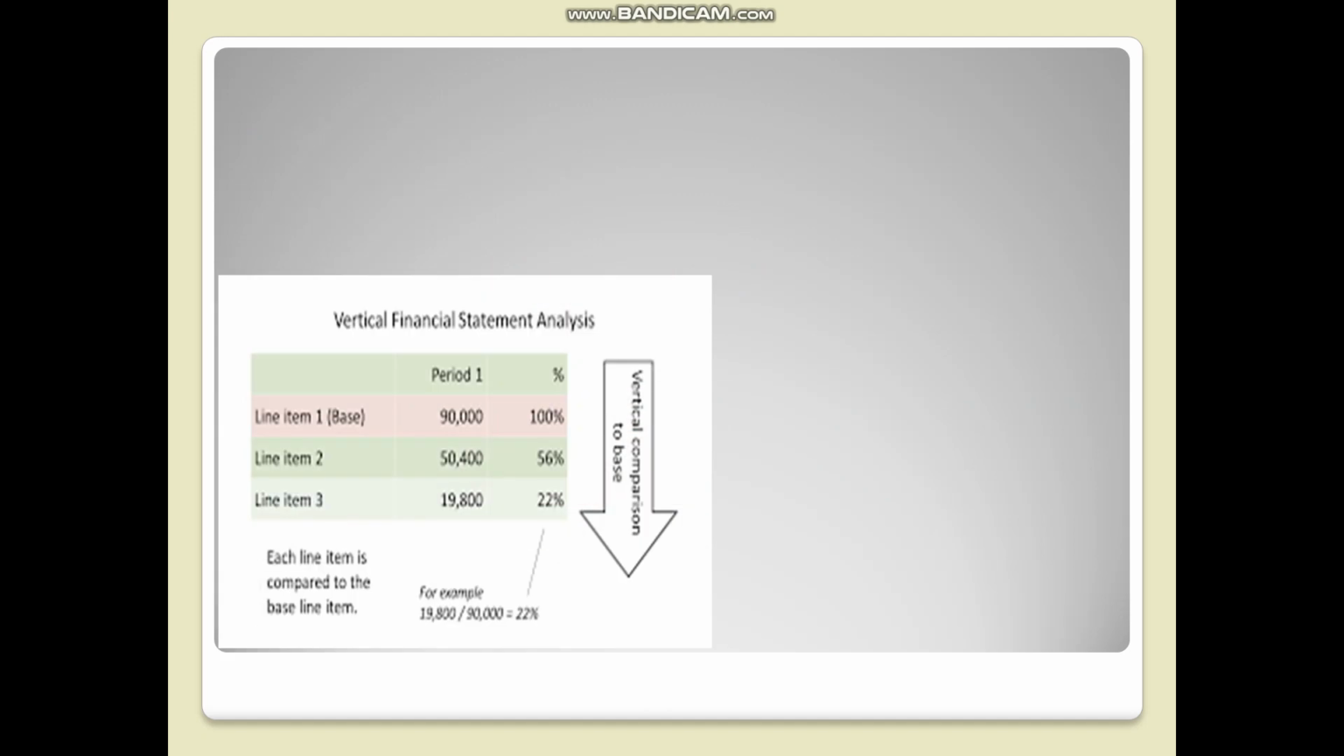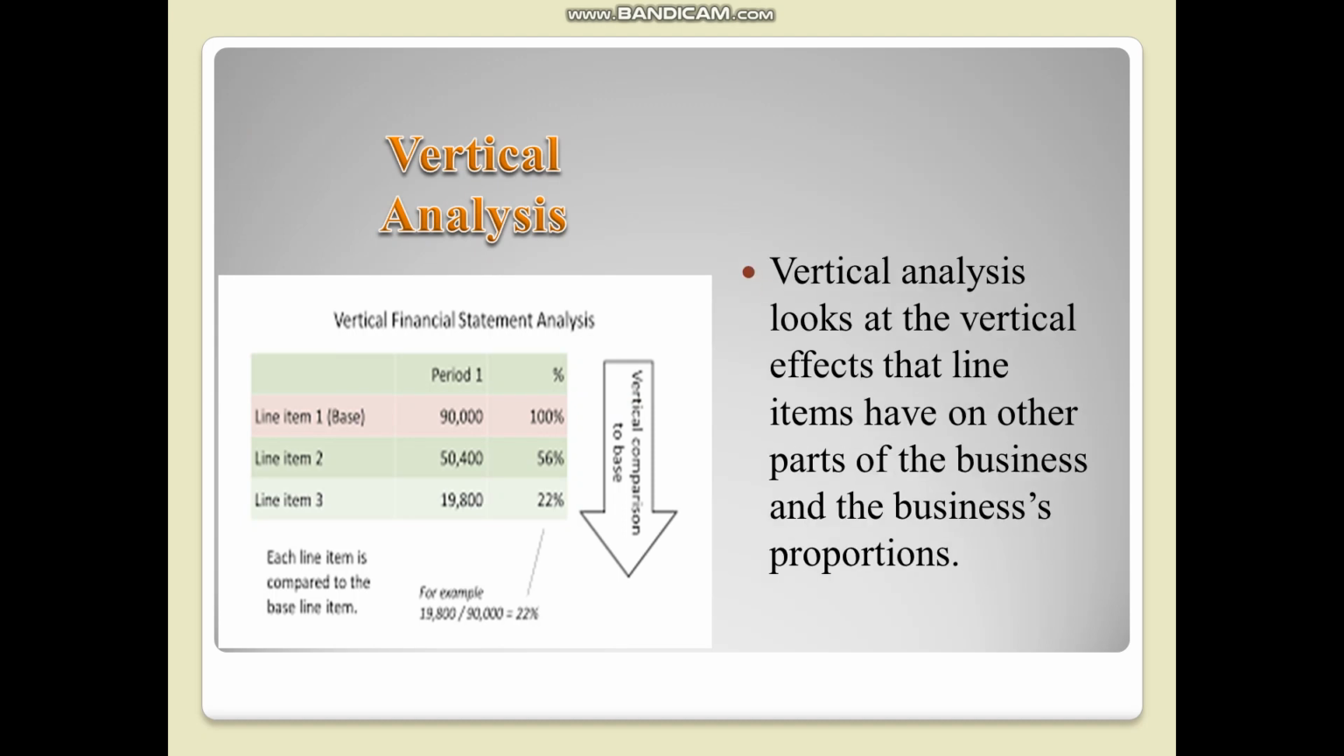Whereas in the vertical analysis, we're going down. We're not comparing periods or years, but we are comparing the line items with the first line item base. So the vertical analysis looks at the vertical effects that line items have on other parts of the business and the business proportions. So we are comparing line items with each other and how they affect one another. We're not comparing the periods, we're comparing the line items' effect.